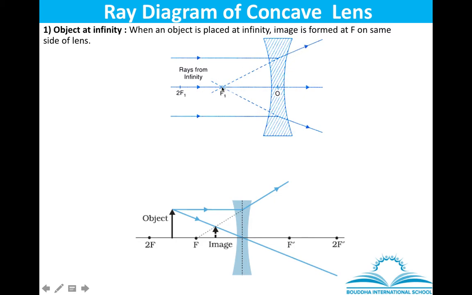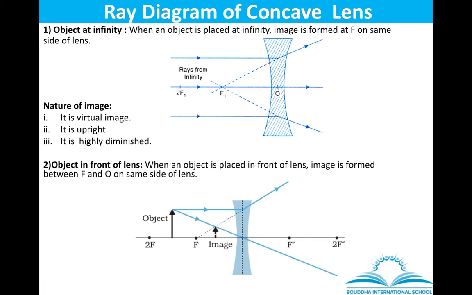So it means the image is forming at F on the same side of the lens, because the object is here, the image is also formed here. Nature of the image: the image is forming by produced rays, so it is a virtual image, and a virtual image is upright or erect, you can say. And since the image is forming at a point, it is highly diminished.